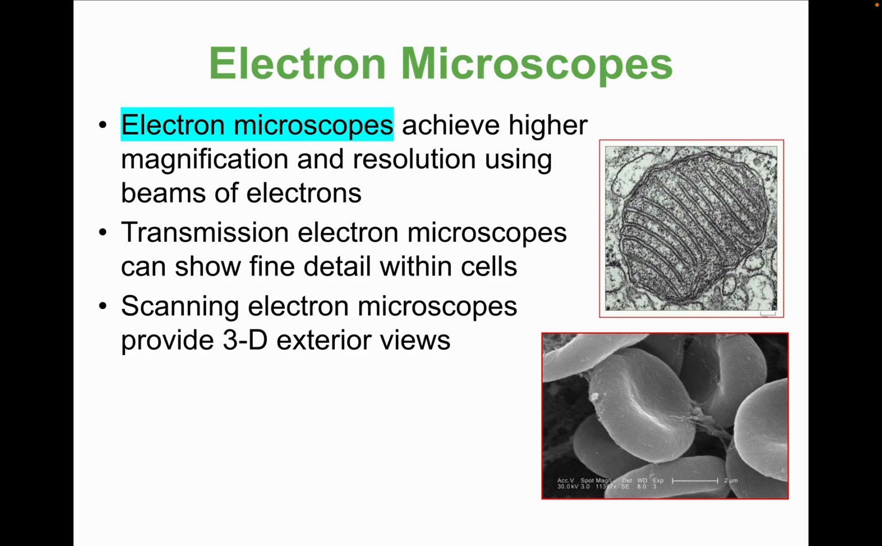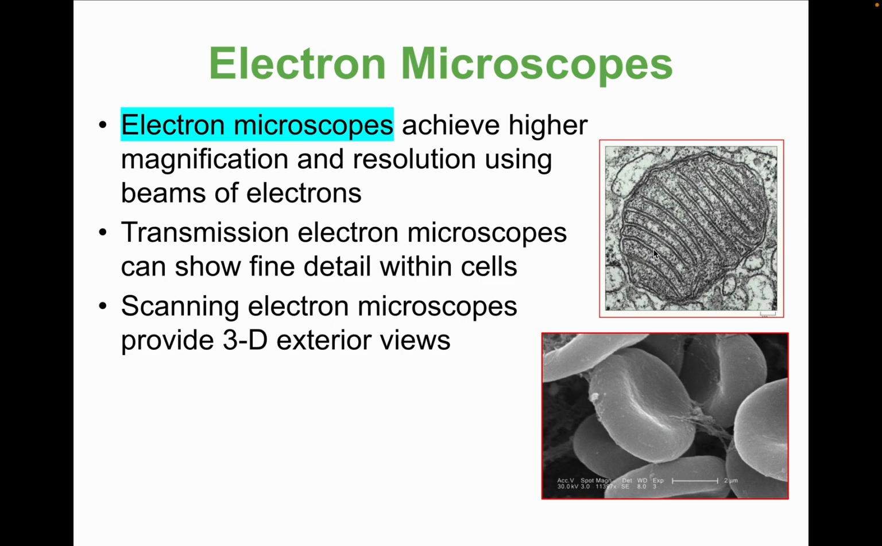But electron microscopes achieve higher magnification and resolution using beams of electrons. They're very expensive, and how it works is that they basically send a very tiny needle, and it sends electrons across the surface of whatever thing we're checking out under the microscope. So for example, in this blood cell over here, by sending the needle and sensing all the electrons that got reflected off the surface of the cell, we actually are able to make a diagram of the cell.